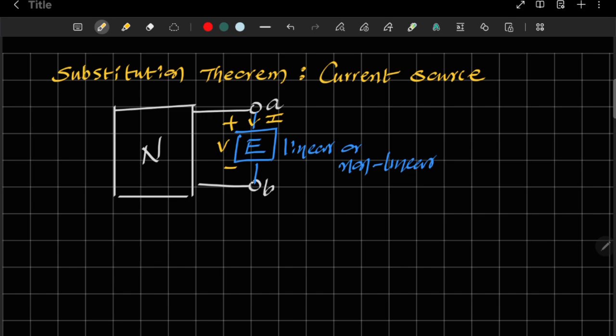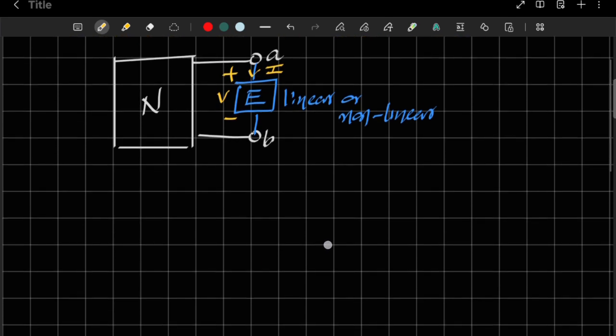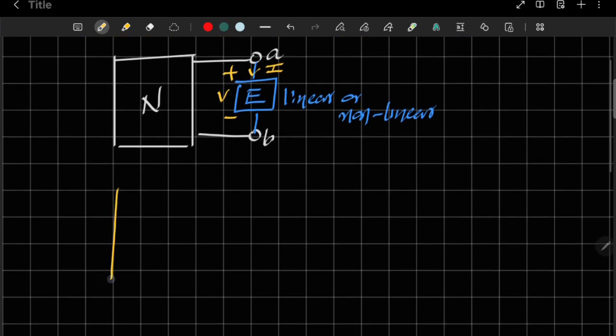So there is a network, A and B are the nodes related to it, and in between nodes A and B there is an element E, which can be non-linear also. The voltage across the element is V, and the current passing through the element is I. This is the situation. Now, without affecting the branch currents and branch voltages, we can do one thing here.